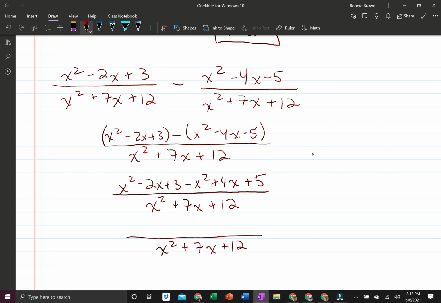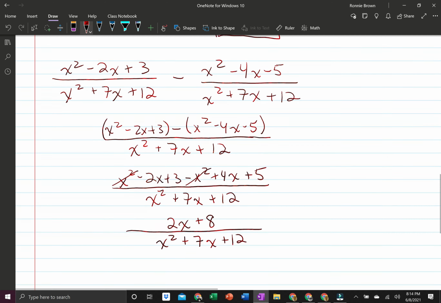And now just combining like terms. So I have x squared and negative x squared, that makes 0, right? X squared minus x squared makes 0. Negative 2x and a positive 4x, that gives me 2x. And positive 3 and positive 5 gives me positive 8.